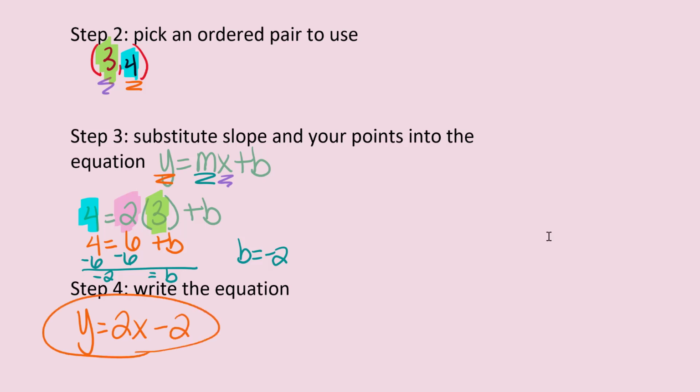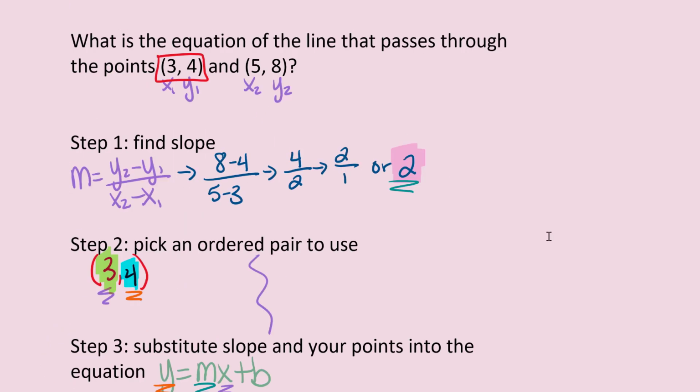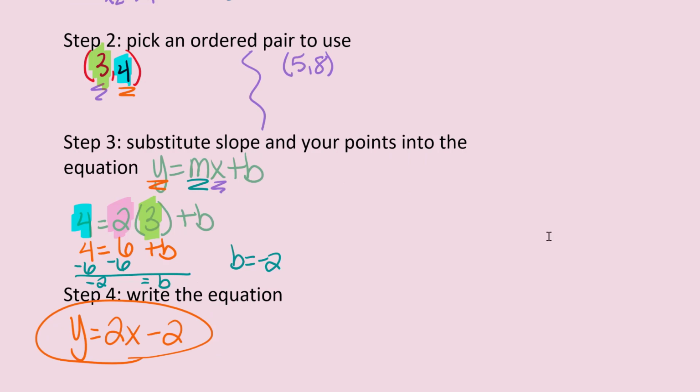But what would happen if instead of choosing the point (3, 4), we chose the other one? What if instead we chose (5, 8)? Let's look at the math for that one if we had chosen that instead. We're still going to use that y equals mx plus b, but instead of 4 and 3 going in those places, it's going to be 8 equals 2 times 5 plus b.